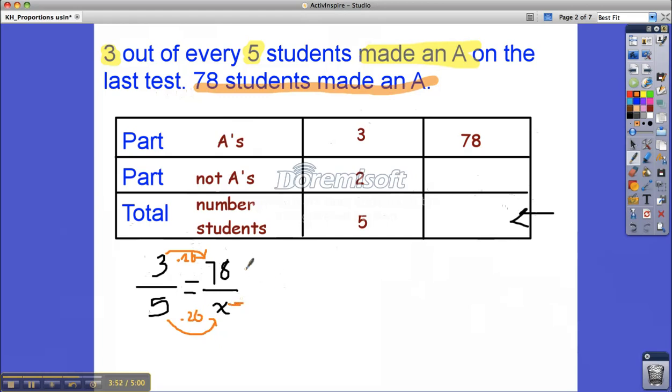If you solve that out, which I'm not going to do for you because I know you know how to multiply and I don't want to insult your intelligence, 5 times 26 gets you 130. So I can fill in 130 for the total number of students. Then to find out how many students did not make an A, if that were the question, I could either set up a proportion using 3 to 2 the way 78 is to x, or I could just say the total number of students minus the number of students that made A's. That would be 52 students. Very nice. So go ahead and pause the video if you need to and think about this before we go on to the next example.